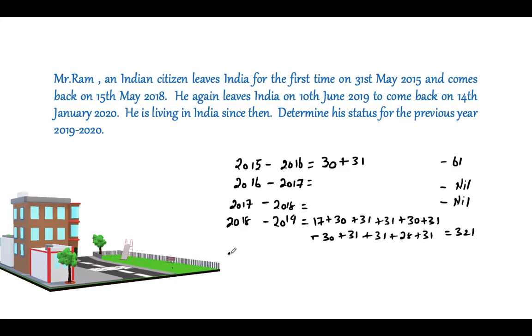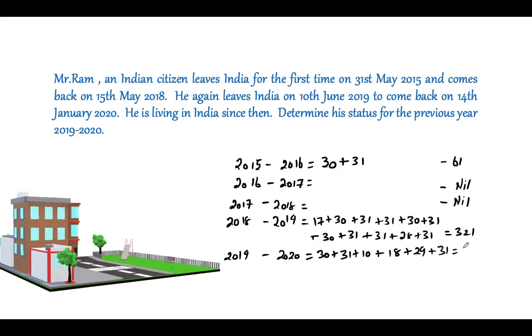Next, during the year 2019-2020, he was there in India till 10th June 2019. So April he will be there for 30 days, May 31 days, and June 10 days. And he again comes back on 14th January 2020. So 14th January, 18 days, 29 days in February, and 31 days in March.